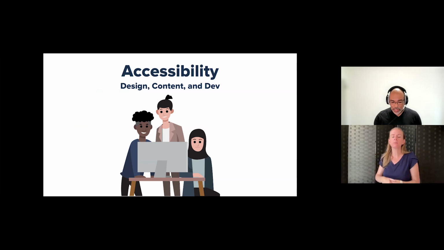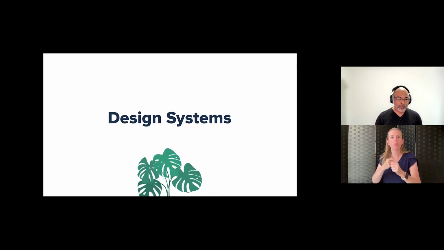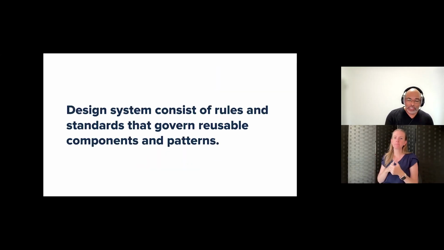And then when we think about accessibility, it's not just the responsibility of one particular role on a team. It's actually everyone's responsibility. But for the sake of this talk, what I'm going to do is just narrow this down to the design teams, the content teams, and the dev teams, because these are mainly the individuals who will be working on design systems and will have some form of say or guidance over how those design systems are built. So first off, what are design systems?